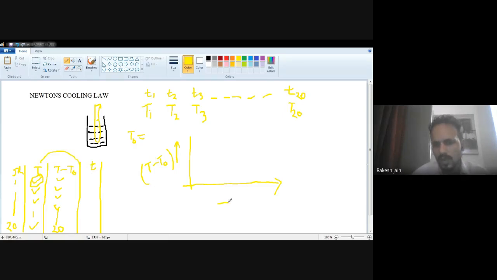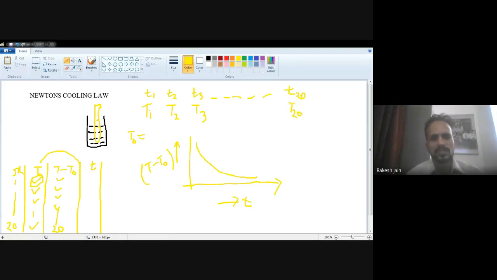So we notice that when time increases, definitely the temperature difference will continuously decrease. So this kind of curve you will find after the completion of that practical.